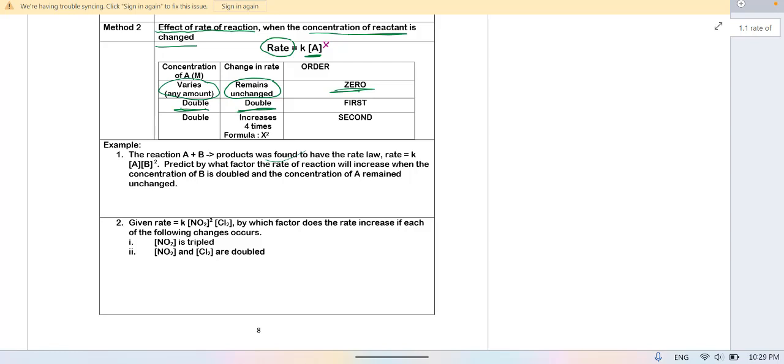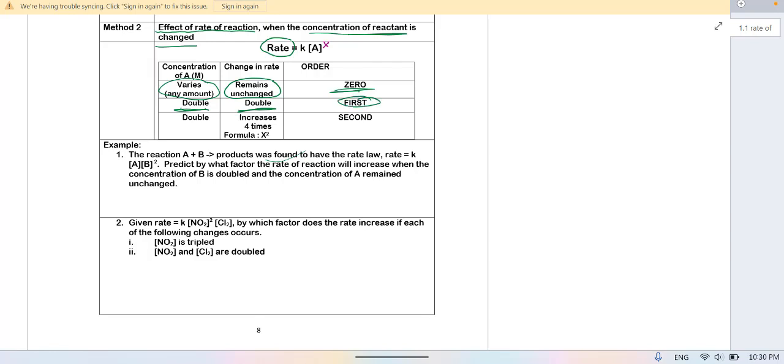Kita increase concentration of A by factor of 3. Maksudnya kita increase concentration of A triple, 3 kali ganda. Rate pun increase 3 kali ganda. Kalau dia follow, concentration berubah, rate tu follow, concentration double, rate pun increase double. Concentration triple, rate pun increase triple. So actually dia adalah first order.